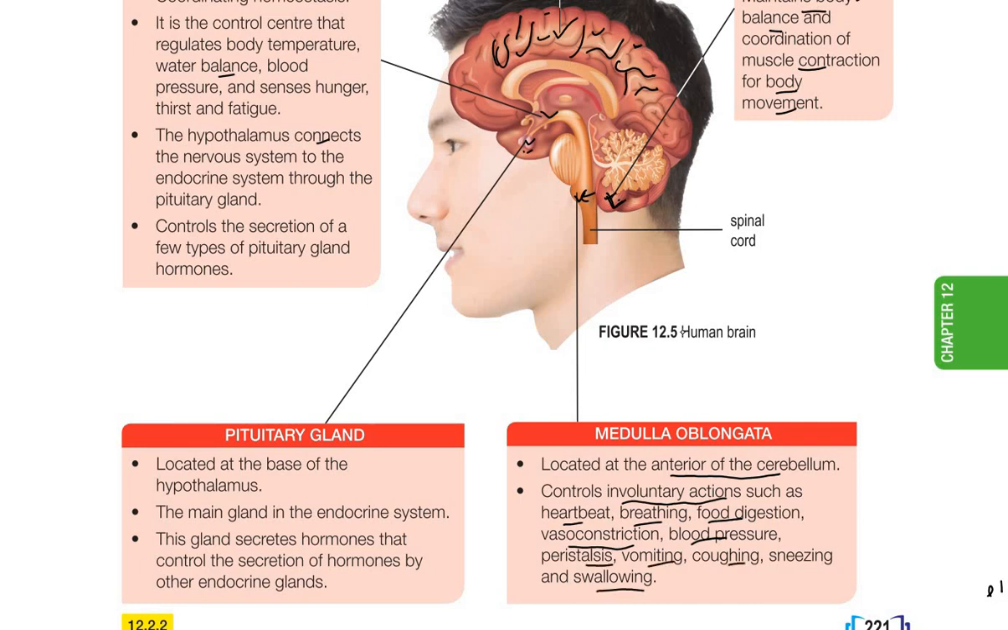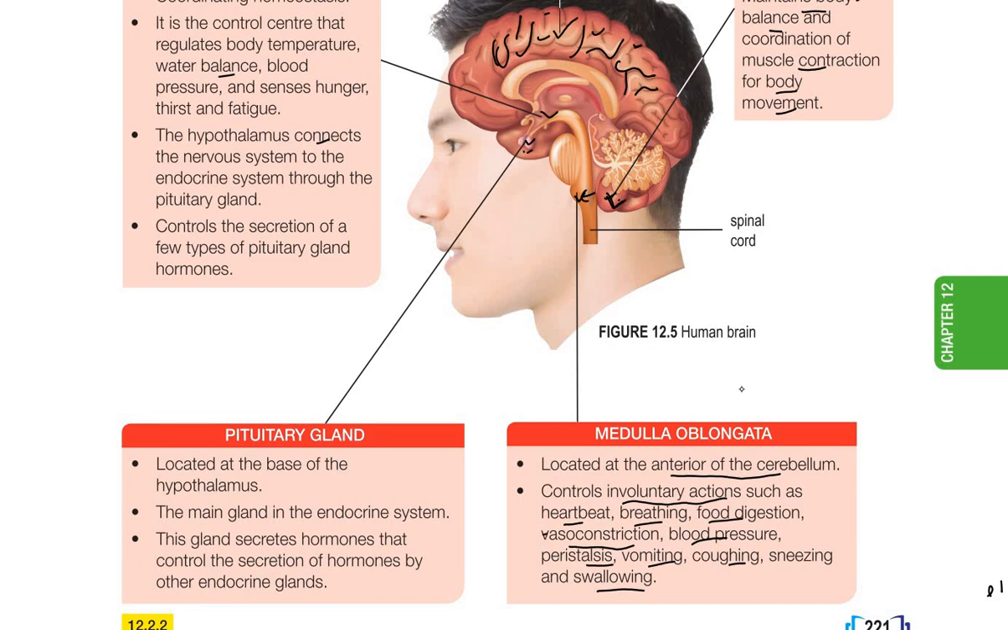So this controls involuntary actions. What is an involuntary action? It is something that occurs without us realizing. We don't realize it occurs. For example, heartbeat. We don't realize it occurs, and we also cannot stop the process. So there are a lot of processes here, like breathing and so on, that occur in our body.